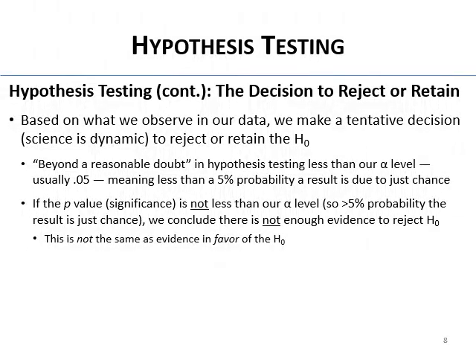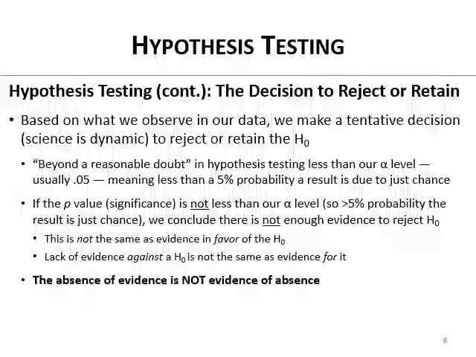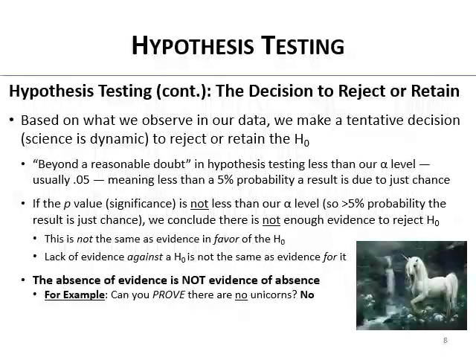Just because we don't reject the null doesn't mean we prove the null. You never prove the null either, okay? The lack of evidence against the null is not the same as evidence for it, or as I like to say, the absence of evidence is not evidence of absence. Someone make a bumper sticker or write that one down. So, for example, because I know that probably doesn't make sense to you, can you prove there are no unicorns? No, you cannot prove there are no unicorns.